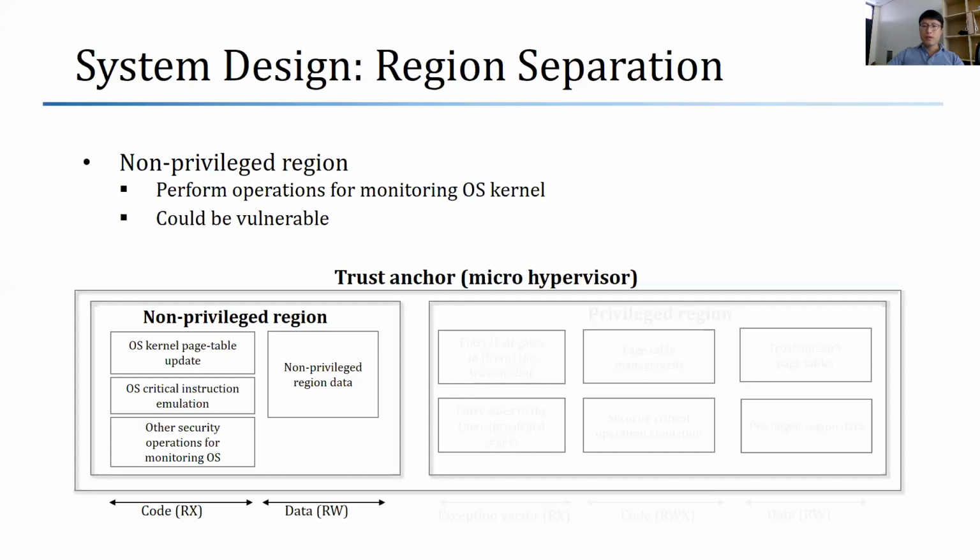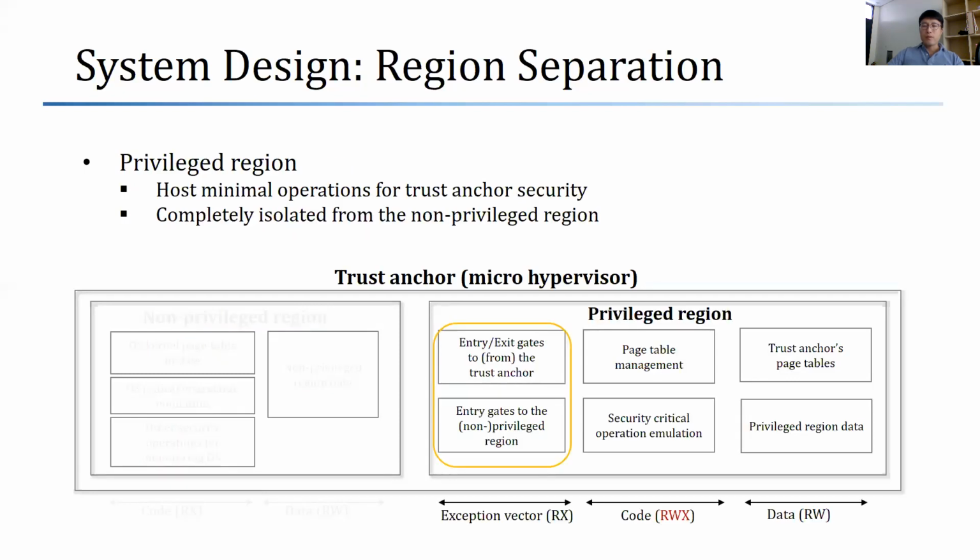In our POC implementation, the non-privileged region performs the operations for monitoring the OS kernel, and it can be vulnerable. The operations of general kernel integrity monitors, such as updating the OS page table, are performed in this region. In the privileged region, we first deploy the gate code, which handles the entry to and exit from the hypervisor and entries to each region. Those gates are mapped in the memory with read-only and executable permissions. Besides, these gates are always accessible and executable during the hypervisor mode execution.